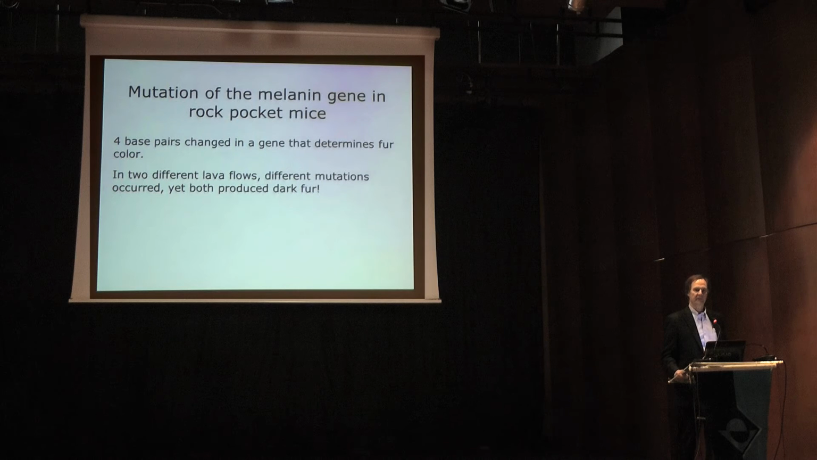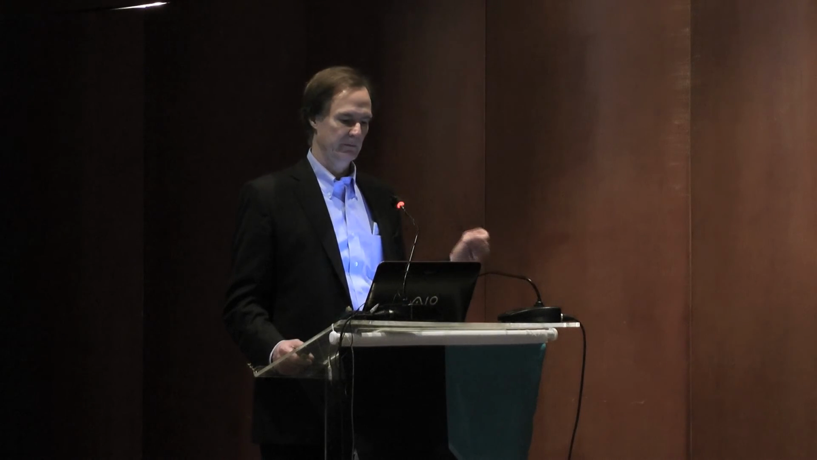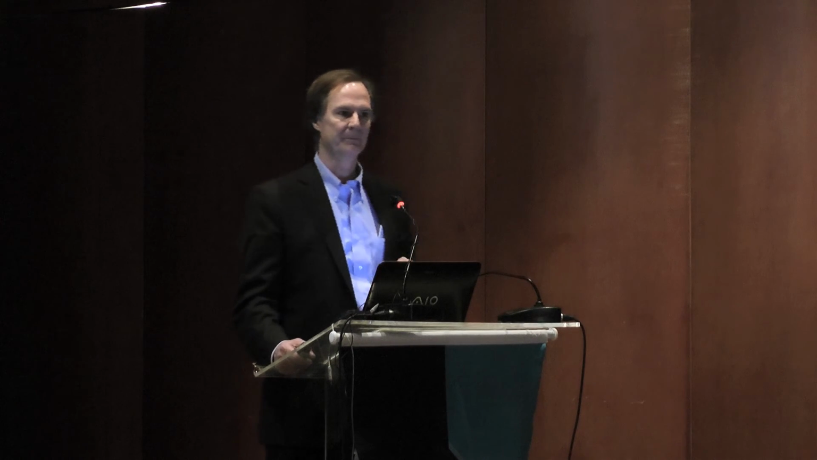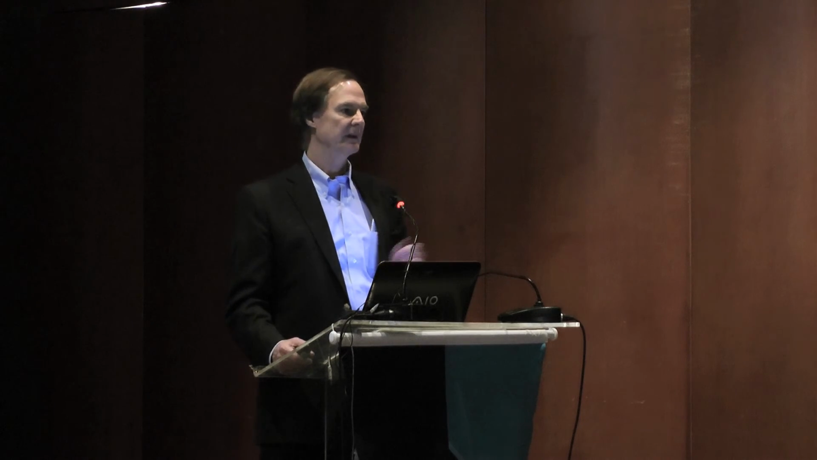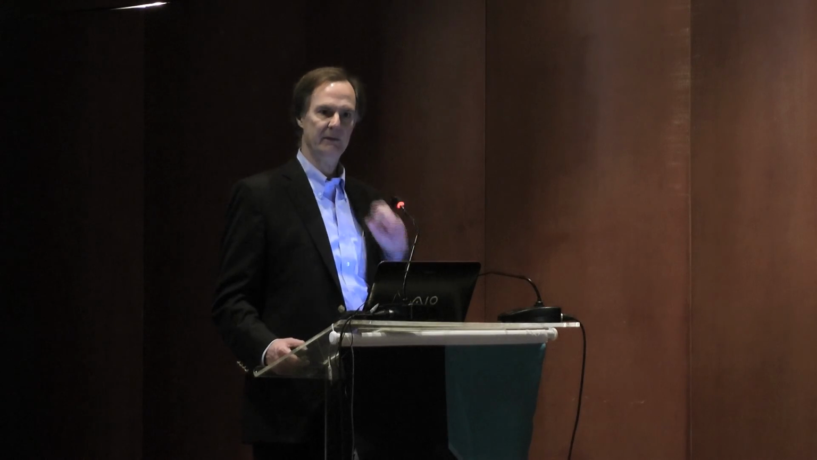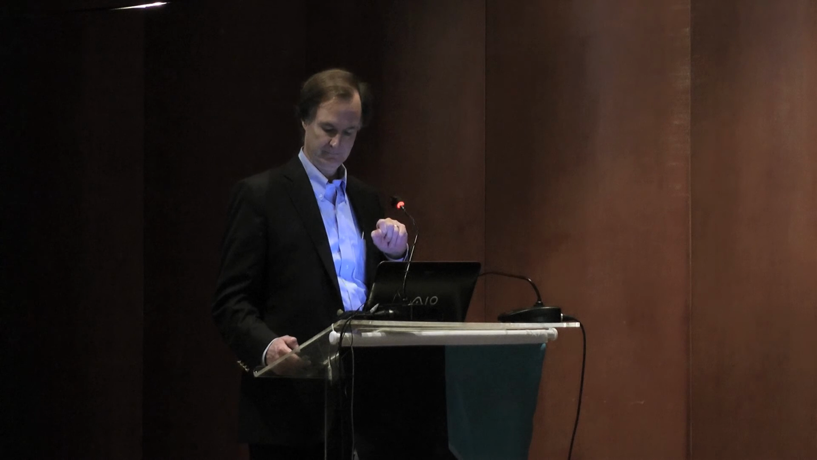Moreover, the scientists have looked at different lava flows in different places in the Sonoran Desert, and they have found that the mutations are not the same, that there are different ways of changing the melanin gene to turn it on and to cause the fur to be dark, supporting Darwin's idea of the random mutations. The mutations are random, but the natural selection is not. Once you have a mouse with dark fur, it can survive on the dark rocks. Natural selection is very deterministic.